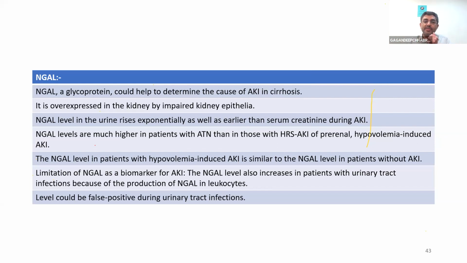So NGAL levels in patients with hypovolemia-induced AKI is similar to the NGAL levels in patients without AKI. So NGAL will be found to be high more in the patients with ATN. But you have to be careful. These too have their limitations. The NGAL level also rises in patients with urinary tract infections because of production of NGAL in leukocytes. So the level could be falsely positive during urinary tract infections.